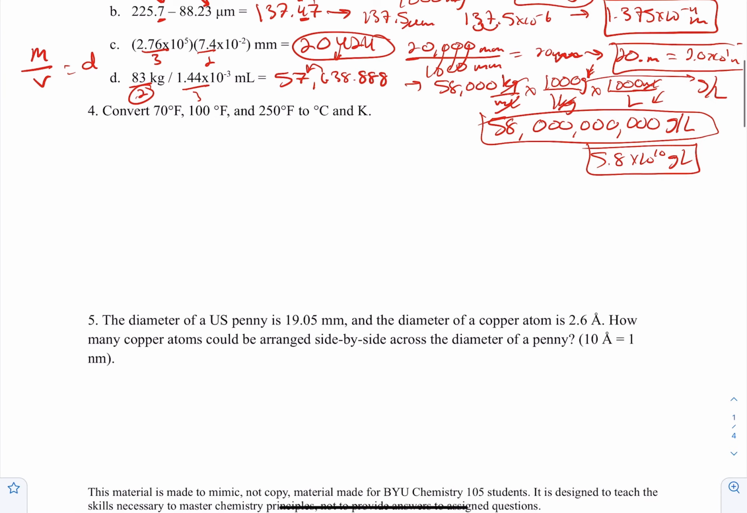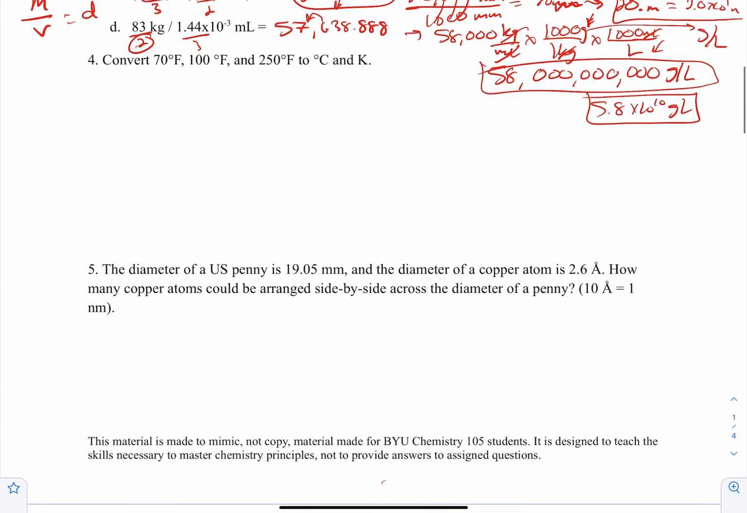All right, number 4, converting Fahrenheit to Celsius and Kelvin. Honestly, this is pretty straightforward. I hope it doesn't intimidate you too much. All you really need is this equation here. And it's just a plug and chug. As long as you remember your rules from algebra, remember to do the parentheses first and then multiply.